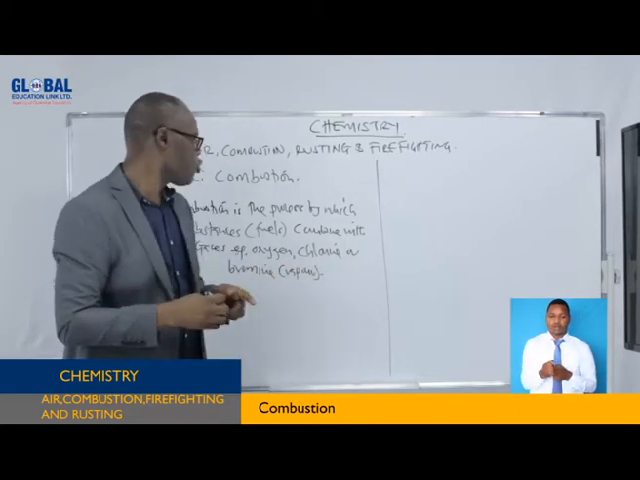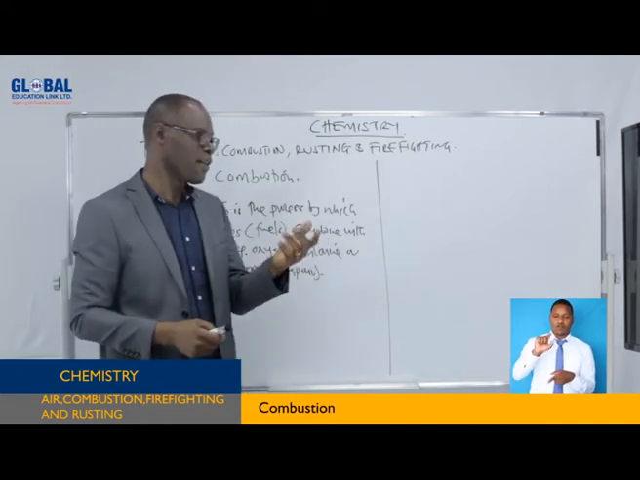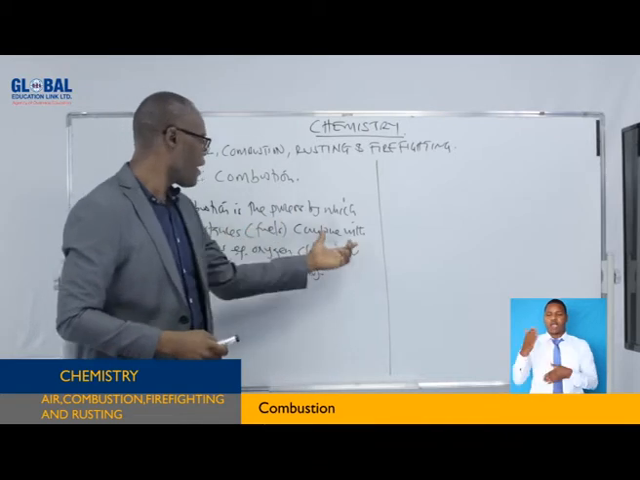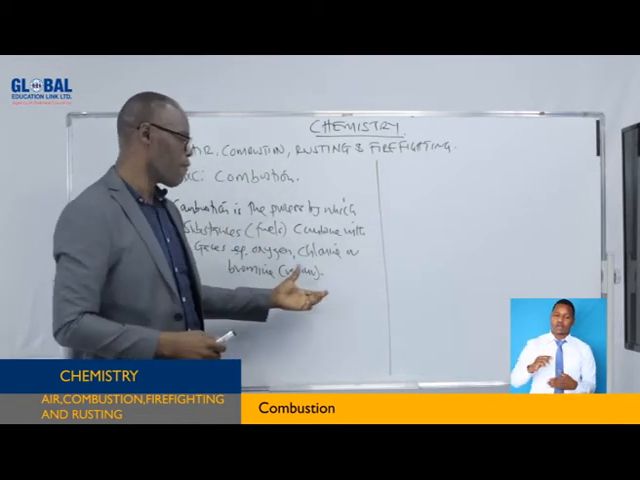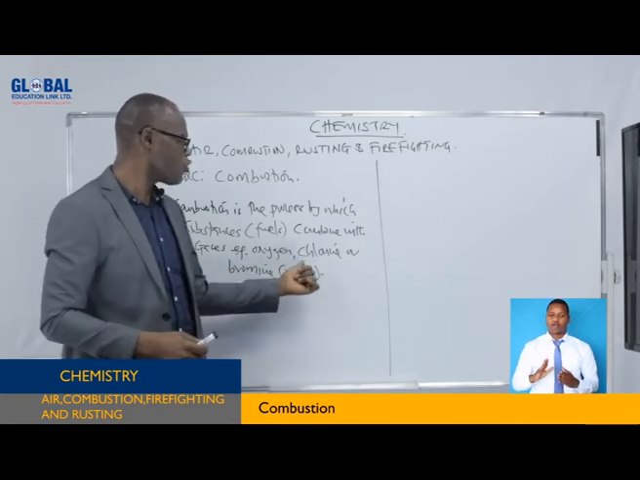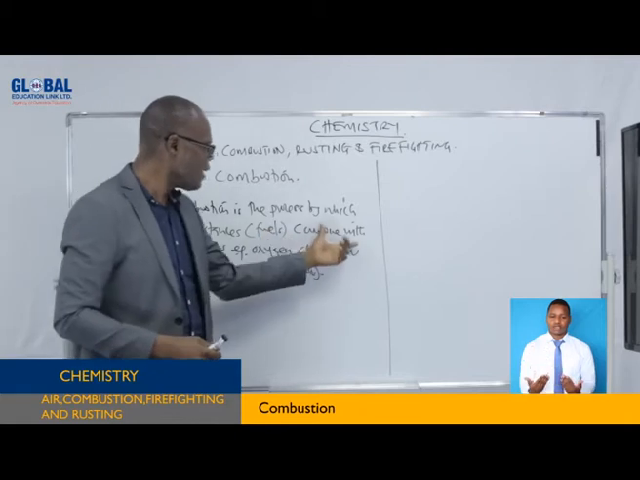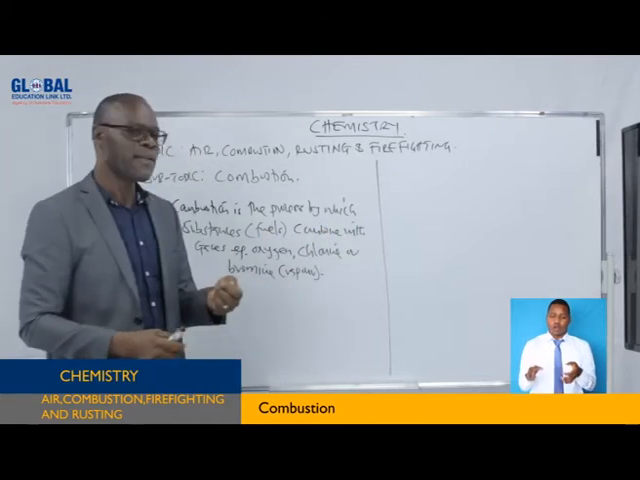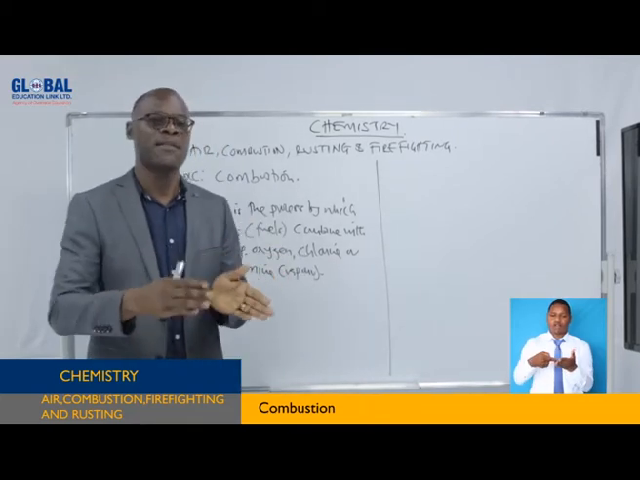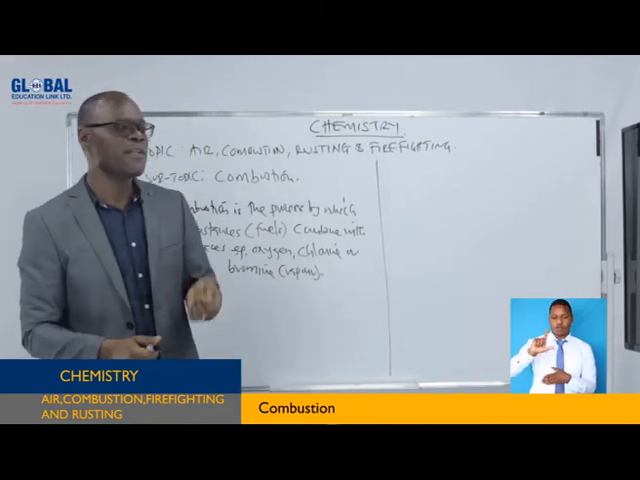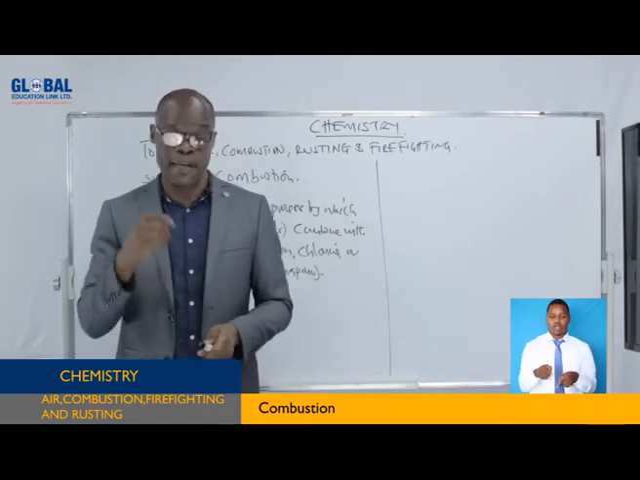So students, combustion is the process by which substances, especially fuels, because something that is burning is a fuel, combine with gases. For example, oxygen, chlorine, or bromine vapor. When you talk about oxygen, chlorine, and bromine vapor, we mean gases. When you talk about combining, it means we are trying to combine a particular substance, which we are calling a fuel, plus some kind of gas. So for combustion to take place, one of the reactants must be a gas in nature.